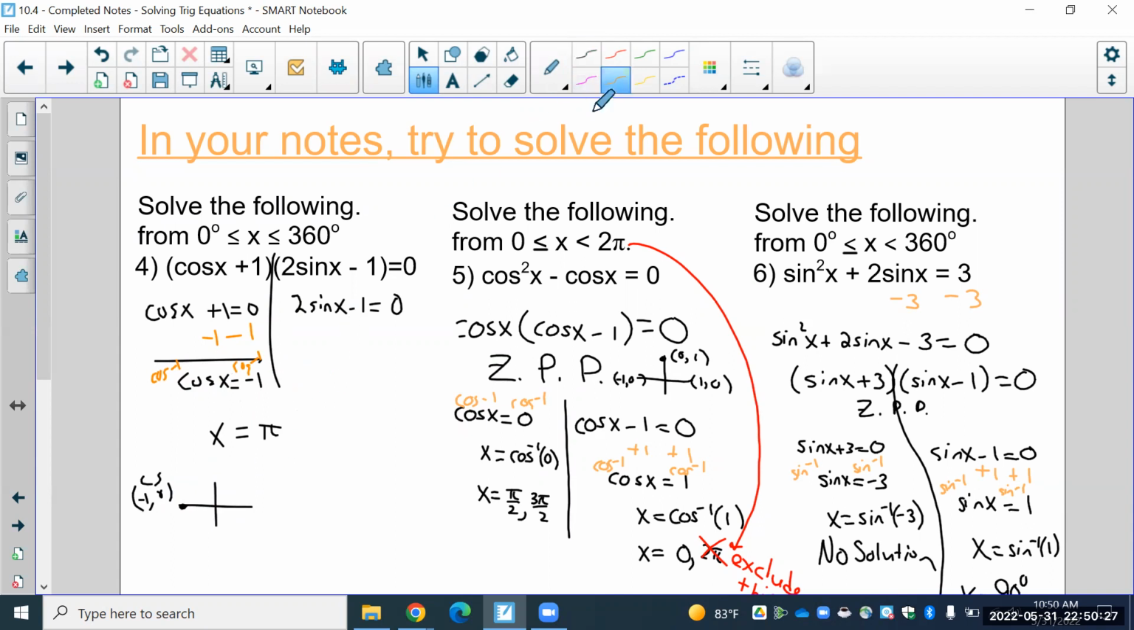All right, to do this one, I'm going to add 1. You're just reversing the steps twice here. And then here we have 2 sine x is equal to 1, and then we divide by 2.